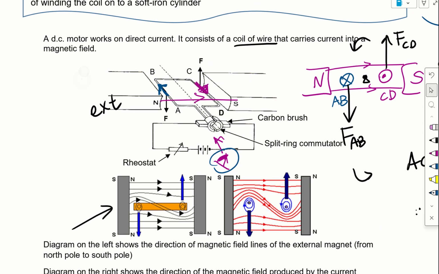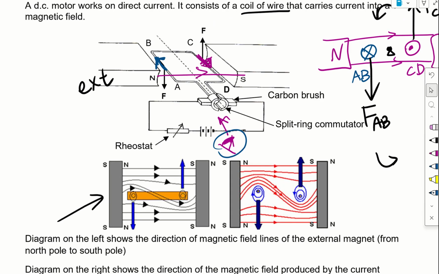Then something very important here is this split ring commutator. Sometimes we just call it split ring, but it's a split ring commutator. And we also have this additional part called a carbon brush. So the carbon brush is actually a conductor, and it helps to conduct the current that comes out from the battery, because we are supplying the current so as to produce a force.